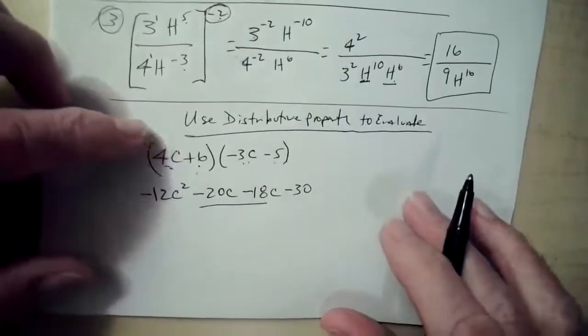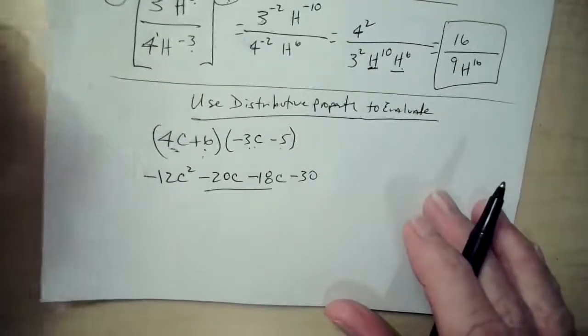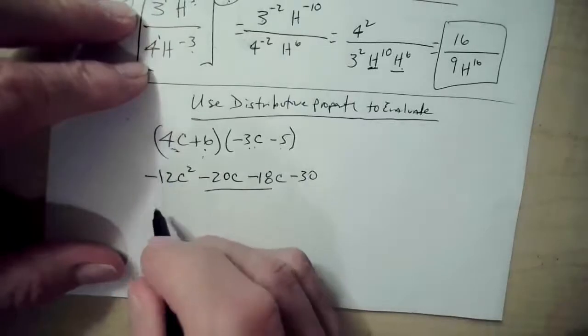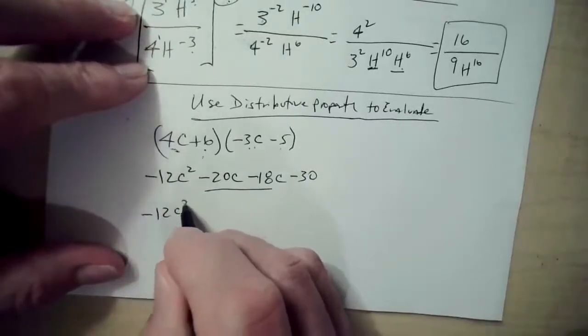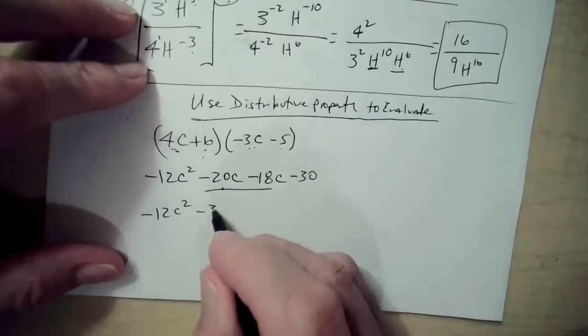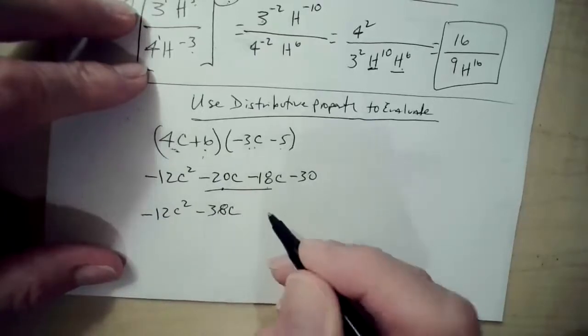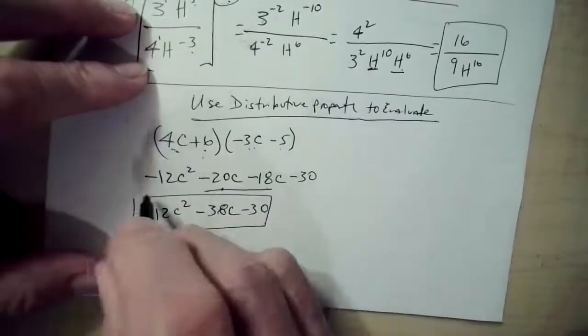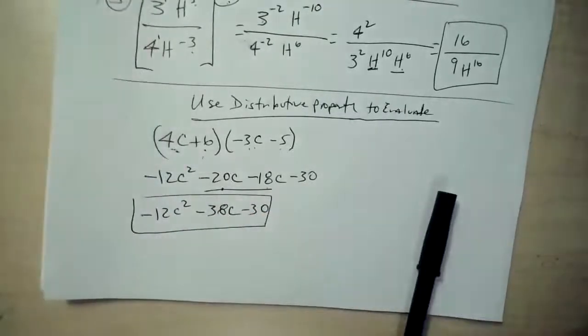Typically, the two middle terms are called the linear terms, are common. So negative 12c squared, negative 20c, and negative 18c is a negative 38c minus 30. And that's it.